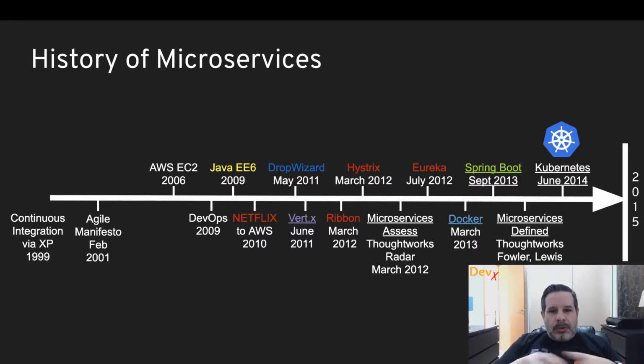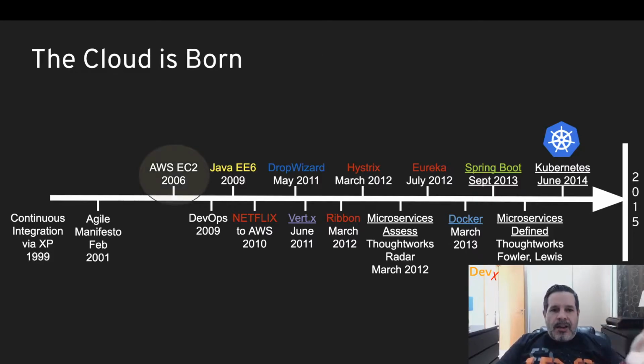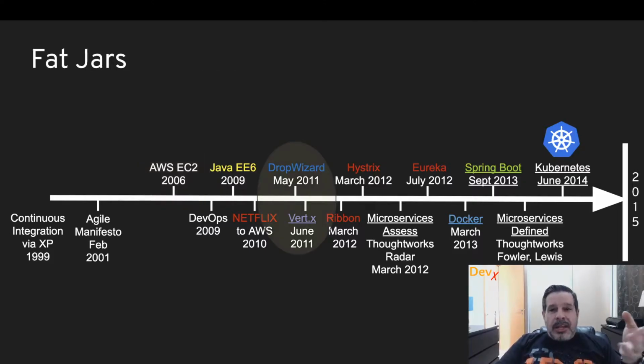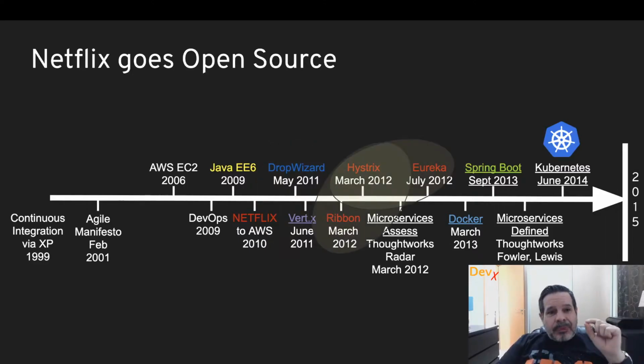And another recap here is the history of microservices. Everything started in 2006 when the AWS EC2 was released. Then we had the era of fat jars with Dropwizard and Vert.x. So we started to think about a lightweight deployment without using the big old fat application servers. And then something very important happened.